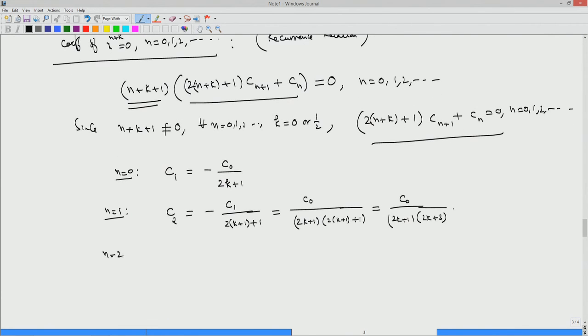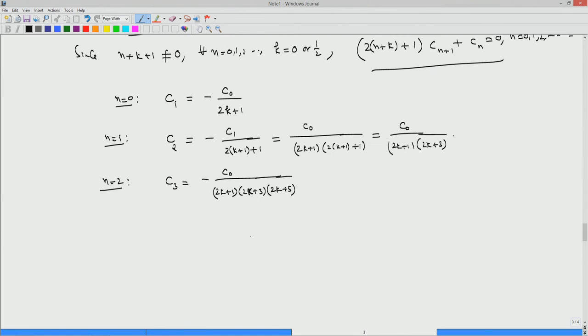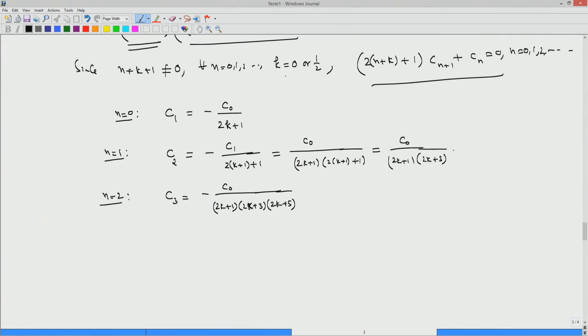For n equal to 2, you will get C3 as minus C0 divided by (2k plus 1), (2k plus 3), (2k plus 5), and so on. In general you can write the nth term if you like. Now, what is the k value? k is either 0 or half.